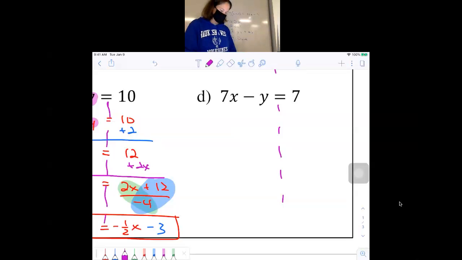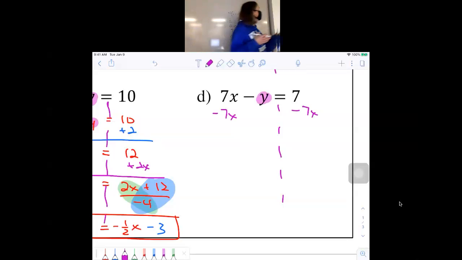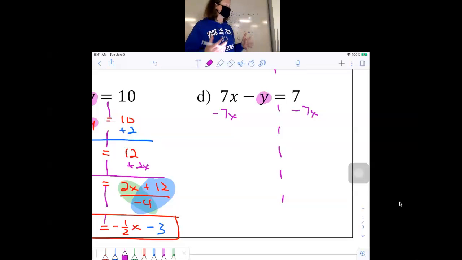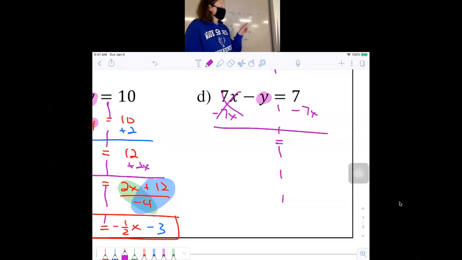Okay, so here's my y. What do I do first? Oh, you want minus 7x? Perfect. Okay, we got to make sure we subtract 7x. Do not look at the sign that is in front of y. You're looking at what 7x is, and it's a positive, so that's why you have to subtract it from both sides. So what do I have left then on that left side?